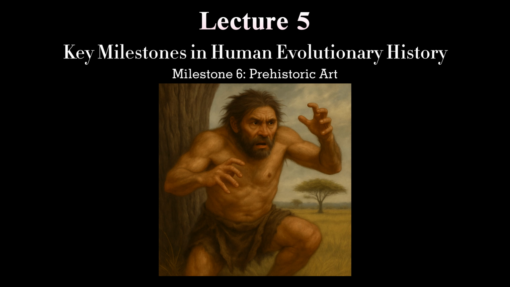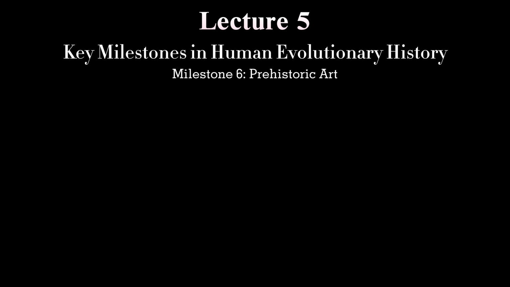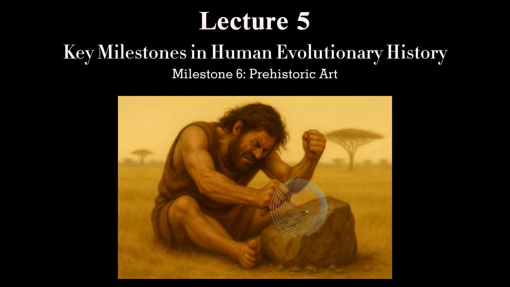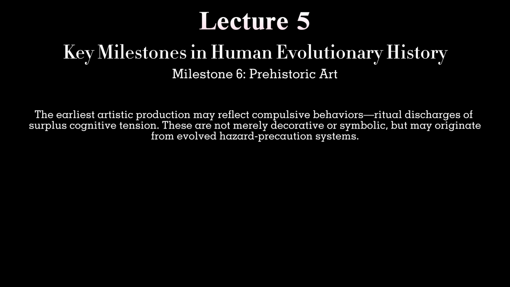Certain gestures or movements in space, precursors of ritualistic dances, may have been attempted as a means of dispelling intrusive or persistent mental images. The simplest means of relieving the mind of excess imagery may have been to externalize it through a series of vocalizations, bodily sways, or, alternatively, quick repetitive scratches or notches made on any available surface. The earliest artistic productions may thus reflect compulsive behaviors, ritualized discharges of surplus cognitive tension.